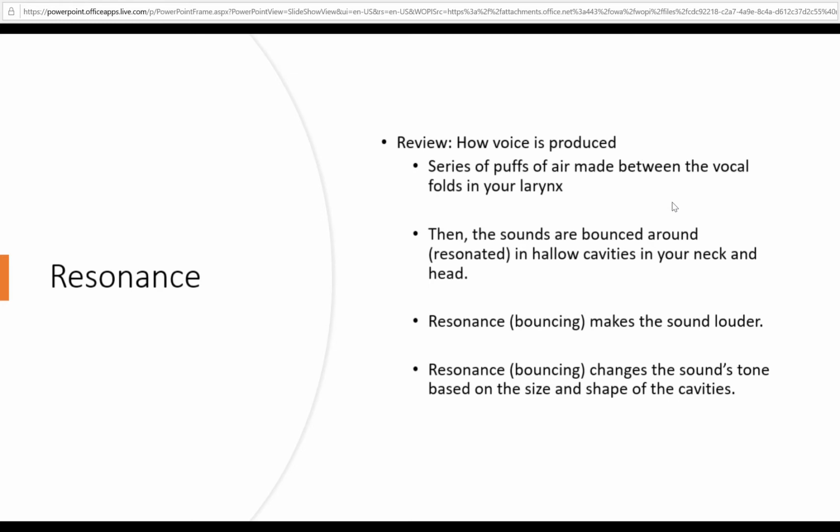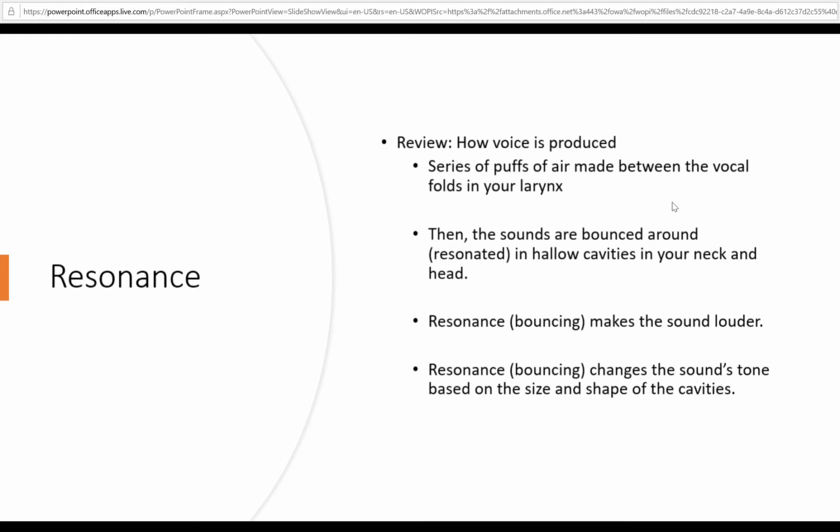Before we really get into the reason why, first we need to talk about how our voice is produced and how sound is produced. It's produced by a series of puffs of air that happens between your vocal folds in your larynx. And this is also in the region called the glottis, the area between the vocal folds. So air puffs through, and then it makes sounds, and these sounds are bounced around in hollow cavities in your neck and head. Another term for having them bouncing around is resonate, right? So they're resonating.